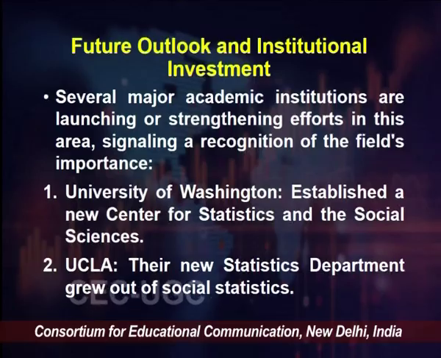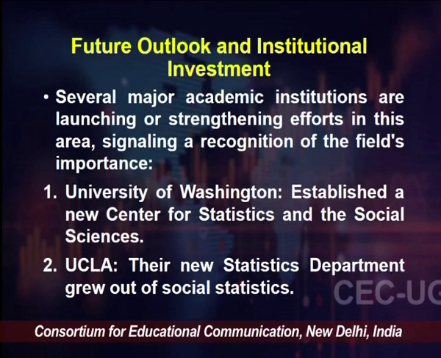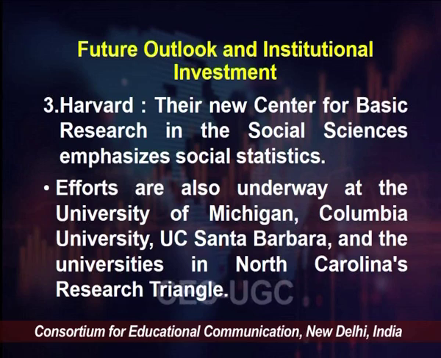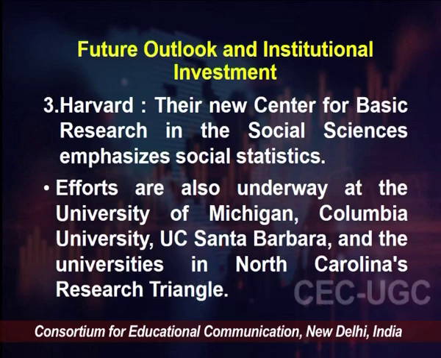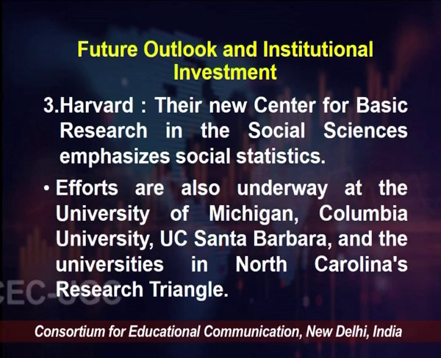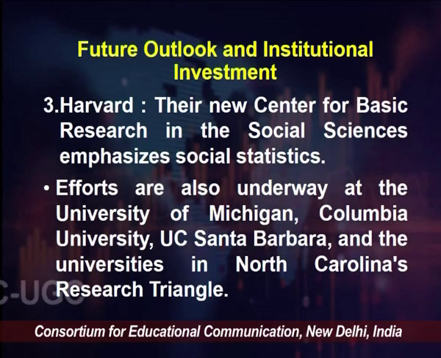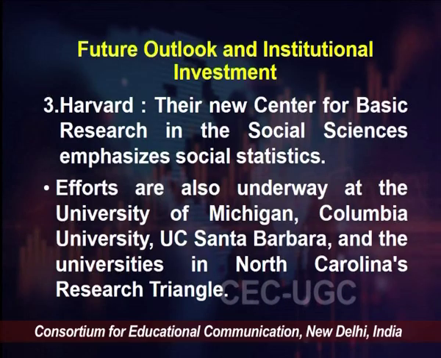Number 1 is the University of Washington, which established a new center for statistics and the social sciences. Second, UCLA, where the new statistics department grew out of the social statistics. Third, at Harvard, the new center for basic science research in social science emphasizes social statistics. So, efforts are underway at the University of Michigan, Columbia University, Santa Barbara, and the University of North Carolina. So, there are several institutes being developed to focus on the use of statistics in sociology.